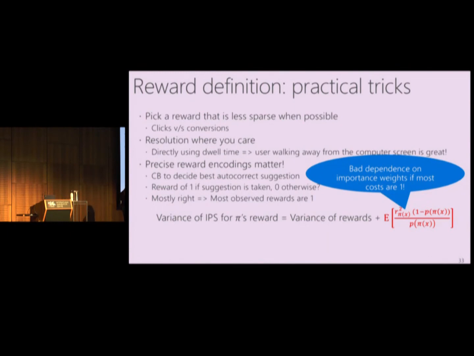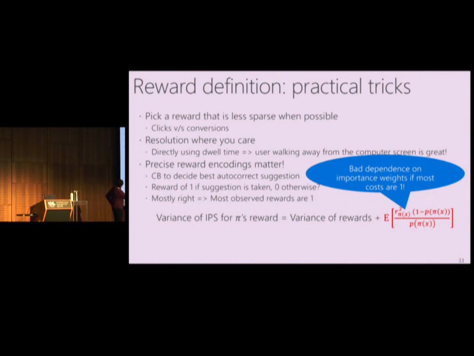So we mostly talked about the fact that IPS is an unbiased estimator, but like any estimator, it also has variance. We didn't talk about what the variance for estimating a policy's reward looks like, but skipping a lot of detail, it breaks up into a part that depends on the variance of rewards, that's not dependent on the policy, and this part that depends on the policy, which has a piece that is the reward of the policy's action, divided by the propensity score, the probability.